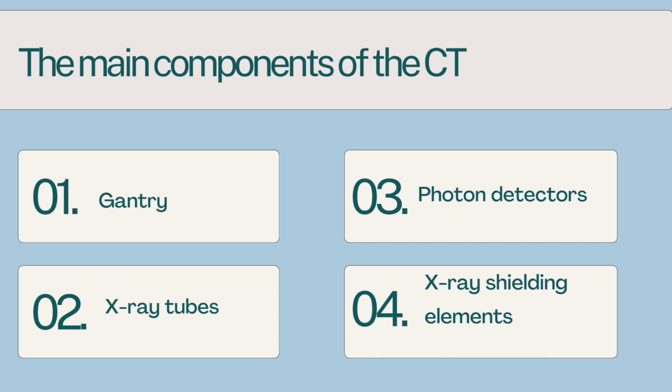The X-ray shielding elements come in when the X-ray interacts with the patient's cells. This causes the X-ray to be spread out, which causes risk due to radiation exposure. The shielding elements are materials that can absorb these radiations.